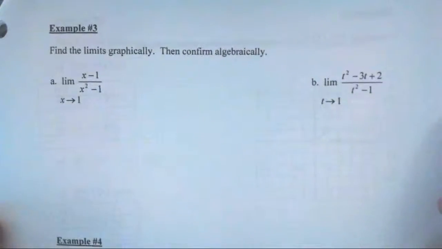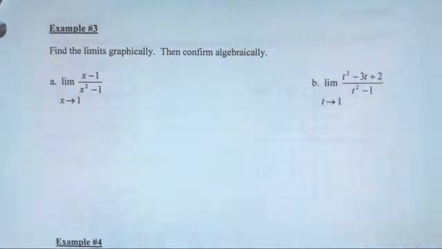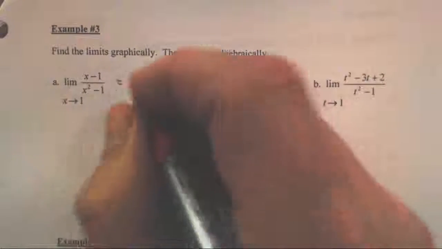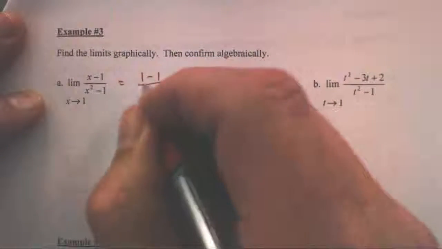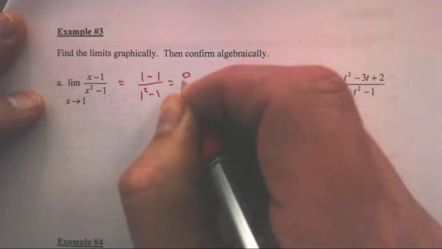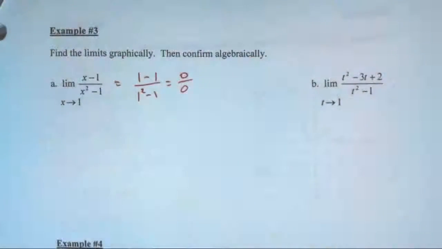Okay. All right, so let's talk about 0 on 0 when we cross the beams. We're still going to try direct substitution. I put in 1. And I get 1 minus 1 on 1 squared minus 1. I get 0 on 0. Welcome to calculus.